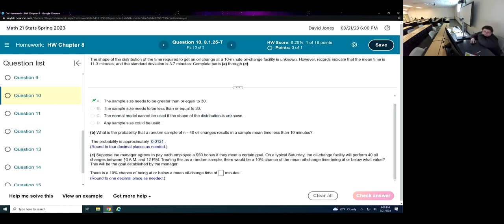So the time frame is a red herring. They're throwing in extra information, which is basically to confuse you. We've done other problems where the time was in there and we did a Poisson distribution. That doesn't matter. We have n equals 40 changes. We're still using the same information. We just want to know when, they only want to pay out 10%. So when is there a 10% chance of the mean oil change time being at or below what value?